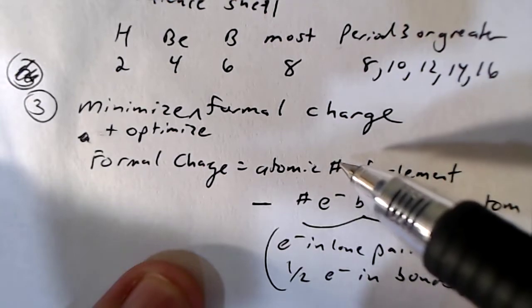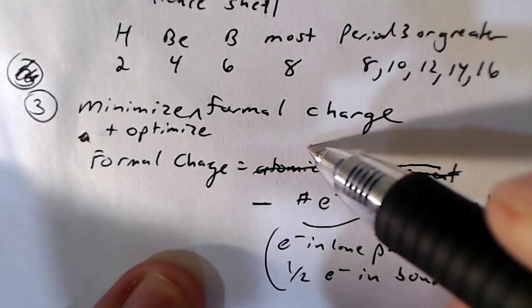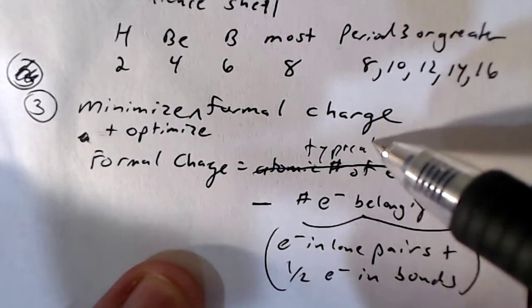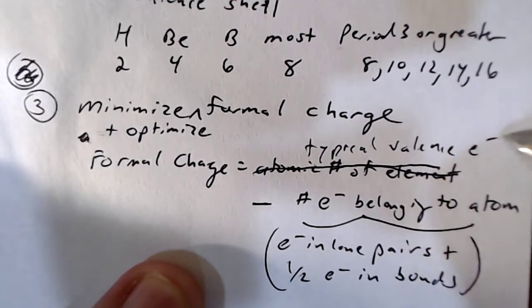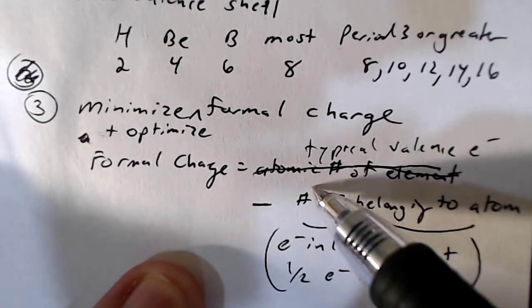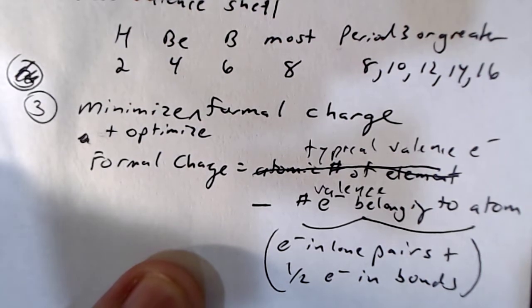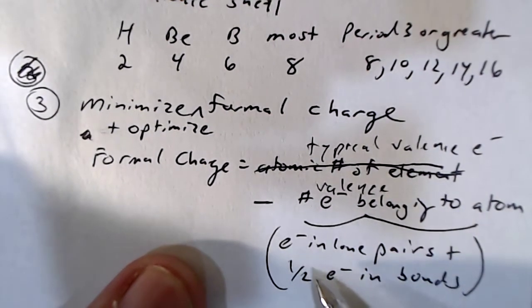So you can simplify this and say that there needs to be a typical number of valence electrons coming from that atom, which accounts for any inner electrons. Then you subtract the total number of valence electrons that now belong to that atom. What do I mean by belonging? I mean electrons that are its and not the other atoms: electrons in lone pairs on it and half the electrons in the bonds.